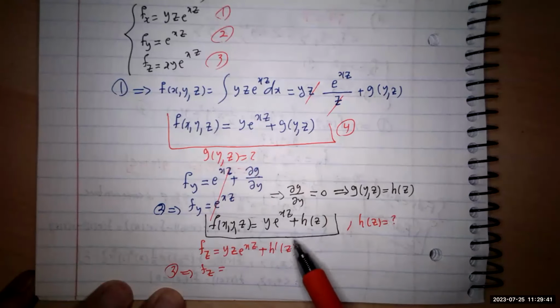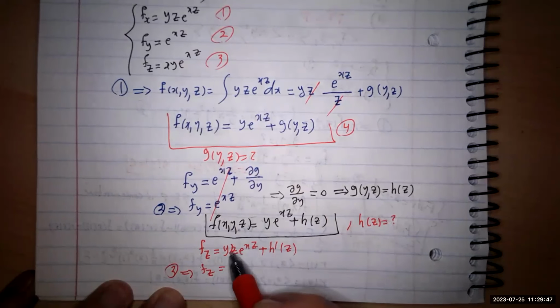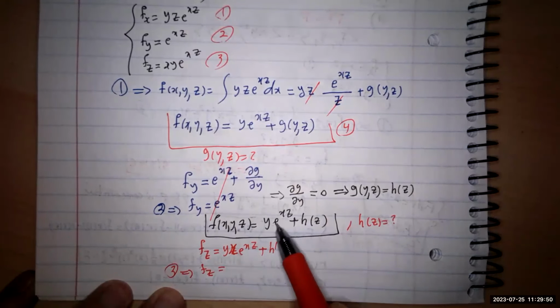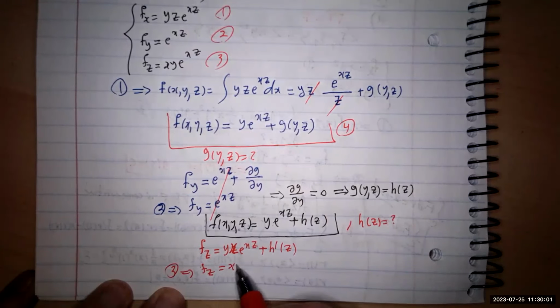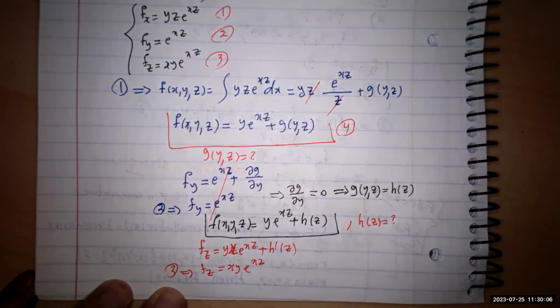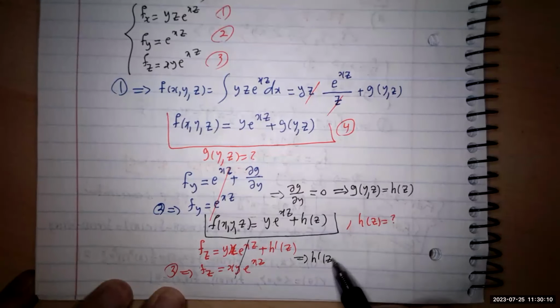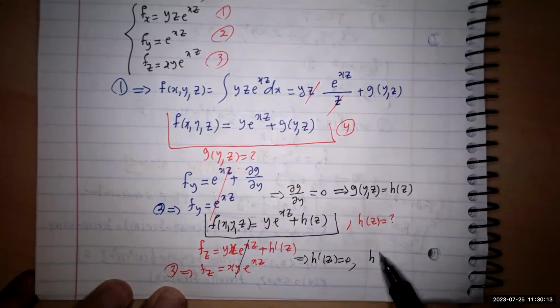Okay. So I made a mistake here. I differentiate with respect to z, so that gives me x. You see, with respect to z, and the derivative of xz would be x, so that gives x, y, x, e to the x z. And in this equation number 3, I have the same thing. It's going to be x, y, e to the x z. So these two would cancel out. So we get nothing, because h prime of z would be 0, so h of z would be a constant.